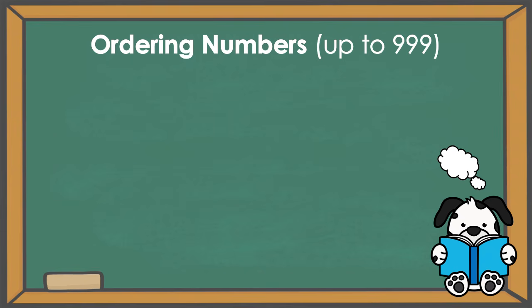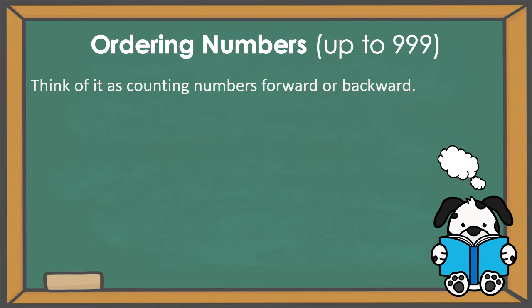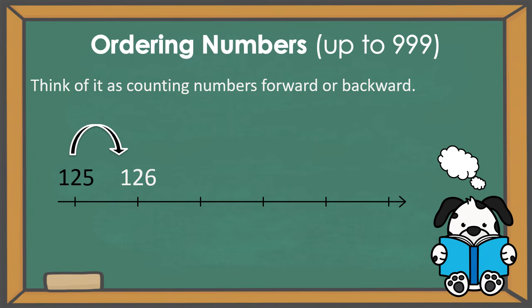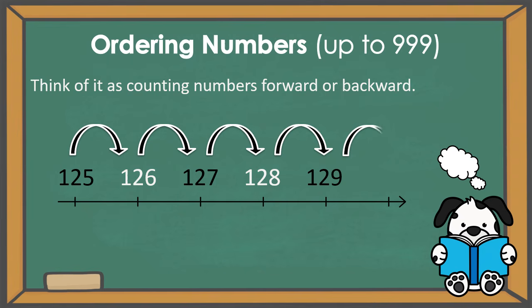Now we will do the third part of our lesson, ordering numbers up to 999. Think of it as counting numbers forward or backward. The sequence starts from 125 and we jump one time, the number is 126. One jump again gives 127. One jump again gives 128 and so on.